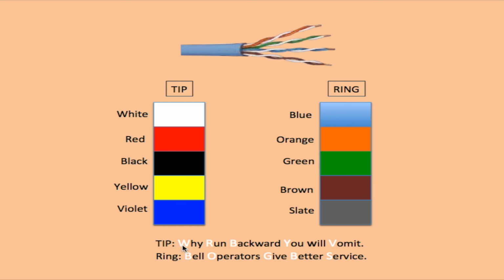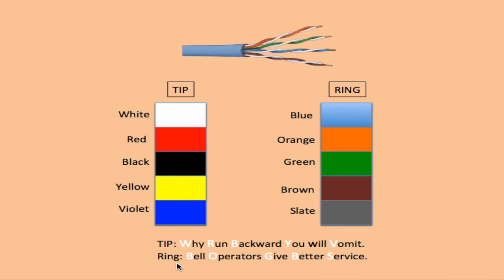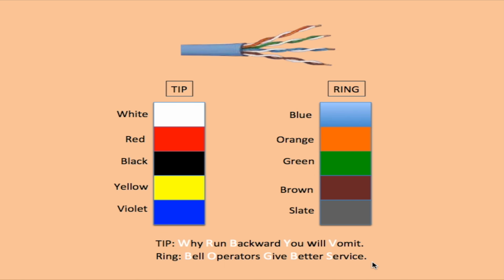Now the first letter in all of these words that I have highlighted will help you to remember the colors, like W stands for white, R stands for red, B stands for black, Y stands for yellow, V stands for violet. Now on the ring side, B stands for blue, O stands for orange, G stands for green, B stands for brown, and S stands for slate. So this should help you to remember the sequence of colors for both the tip and ring.